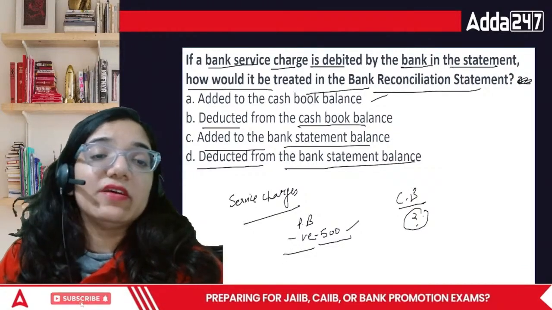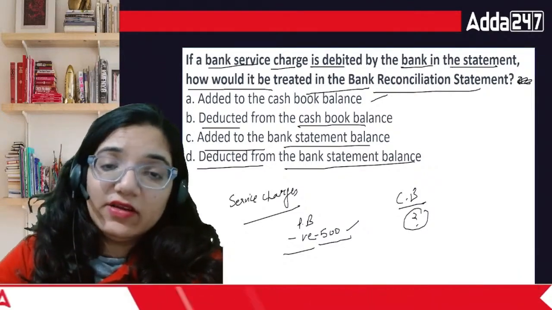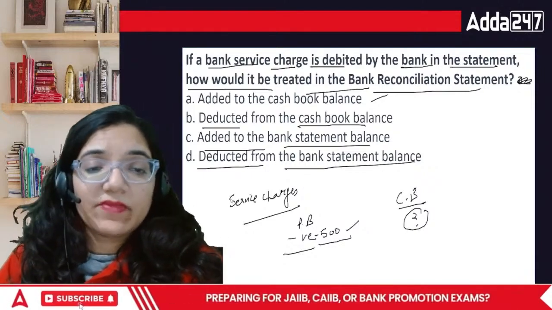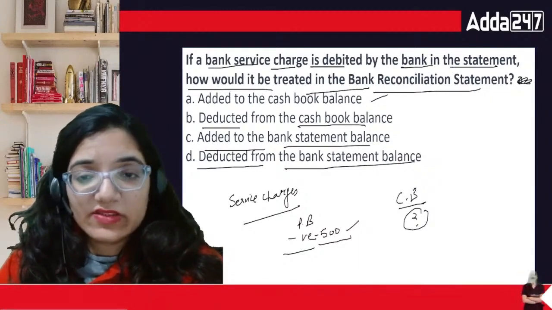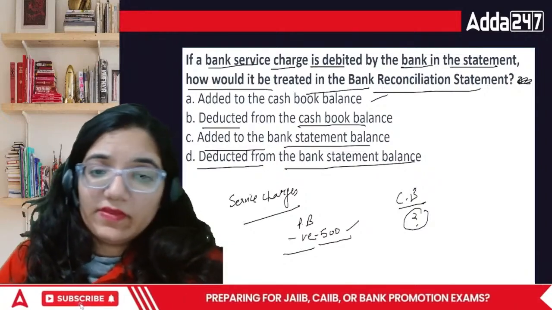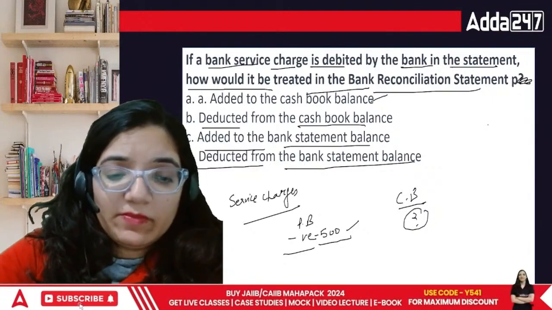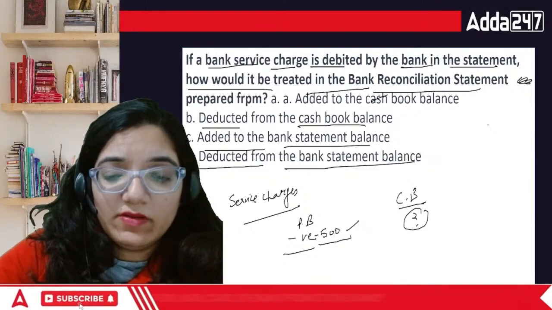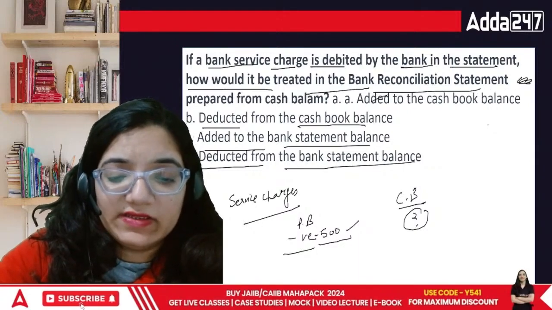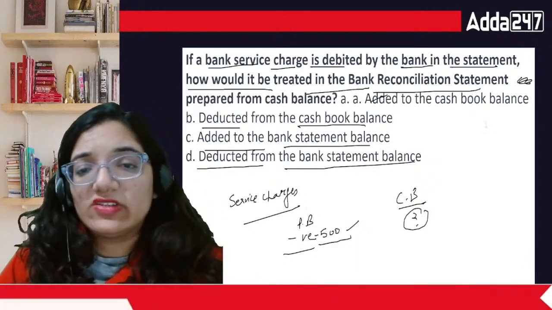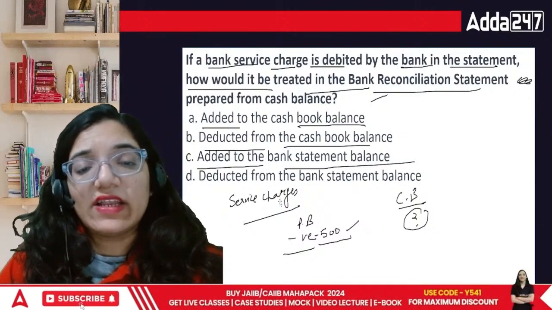So in this case, what will happen? Add to the cash book, deduct from the cash book, add to the bank statement, or deduct from the bank statement. In this question, it is required to let you know that this question requires a little paraphrasing, and the bank reconciliation statement is prepared from the cash balance. Now, when we are looking at the cash balance, on the basis of the cash balance we are finding our bank balance. So, in this case, the correct answer would be what?